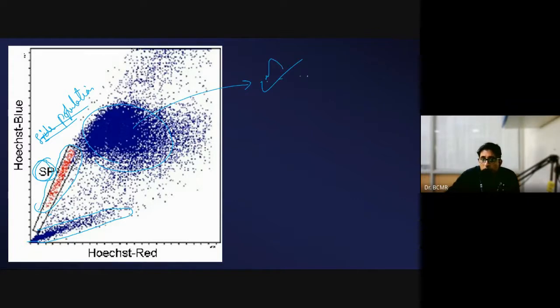People gave these cells to mice and checked if they could form tumors. No tumor. They gave these other cells as well. No tumor. And they gave the side population cells into mice. Then they found tumor formation, which means that the cells in the side population are likely the cancer stem cells.